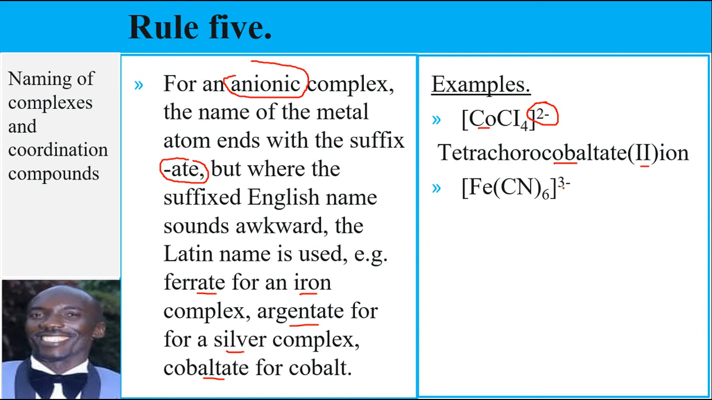We also have this. This is also having a minus. The net charge is negative, and we have a metal atom which is iron. We have our ligand, which we looked at, this is cyano, and we have 6 of them. So when we have 6, it becomes hexacyano. Then iron changes to ferrate. Then we put the oxidation state. This oxidation state is 3. So it becomes hexacyanoferrate(III) ion.